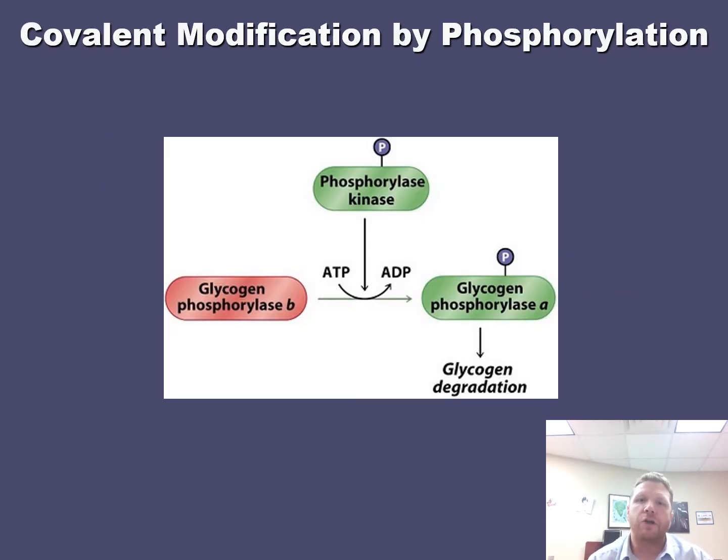Now, covalent modification by phosphorylation. One example is the enzyme we talked about when we were looking at our previous metabolic pathway. Phosphorylase kinase transfers a phosphate group from ATP onto an enzyme known as glycogen phosphorylase B, producing glycogen phosphorylase A, which is simply the phosphorylated form of glycogen phosphorylase B. That enzyme is then capable of glycogen degradation.